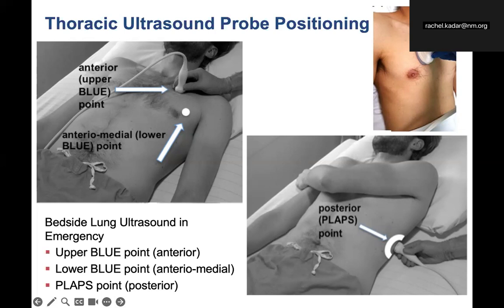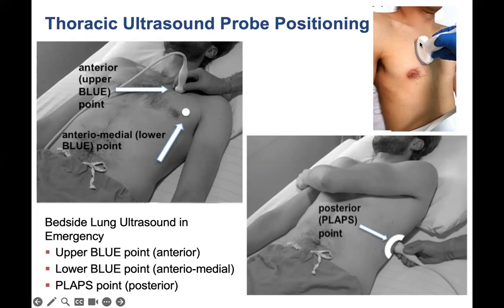So if you see this picture over here, you can see that the indicator is oriented such that it's towards the patient's head. And the anteromedial, you're going to come just lateral, kind of just around the nipple line in males. And for the PLAPS point, we're going to be in the posterior axillary line, indicator again towards the patient's head. And you're going to be very close to the bed. You're almost kind of flat against the bed and parallel to the bed.